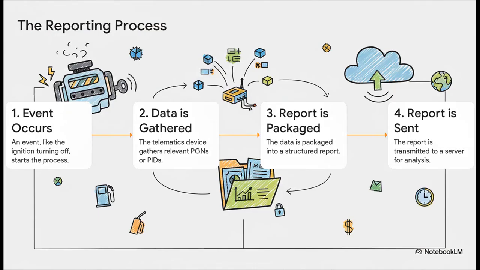The whole process is actually pretty logical. First, an event triggers a report. Let's say a driver finishes their trip and turns off the ignition. That's the trigger. The telematics device in the vehicle immediately grabs all the relevant PGNs for that trip, bundles them up into a specific report format, and then zips it off to a server for analysis.